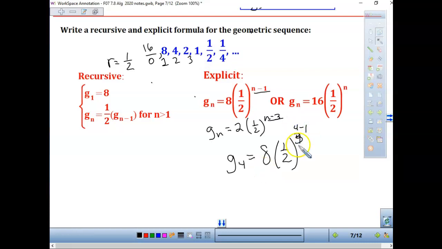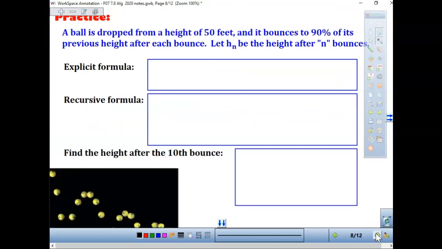8 times 1/2 to the 3rd, well, 1/2 to the 3rd is 1/8, and if I take that times 8, it does give me 1, which is that term. If I plug in 4 here, 16 times 1/2 to the 4th, I should get 1. So I can always check these, so making sure you understand how you can check them.